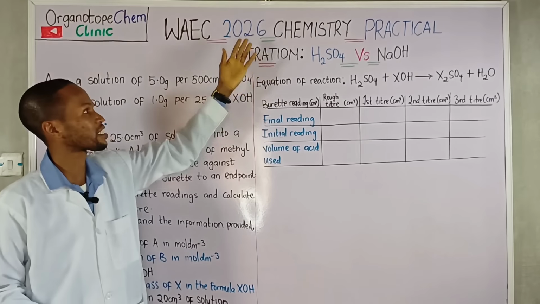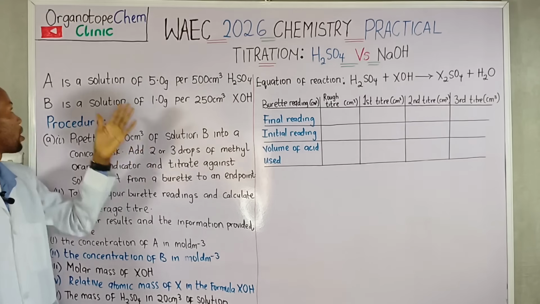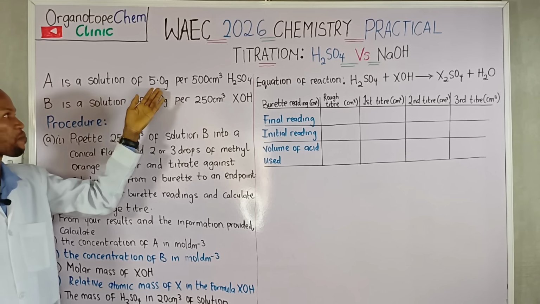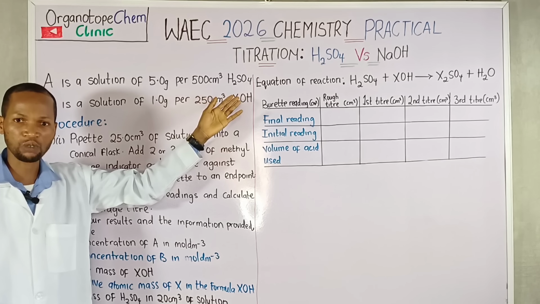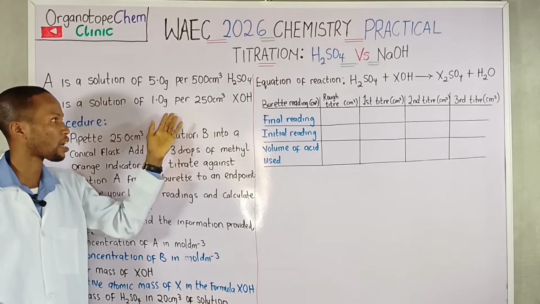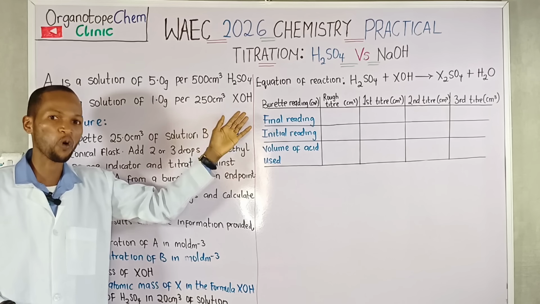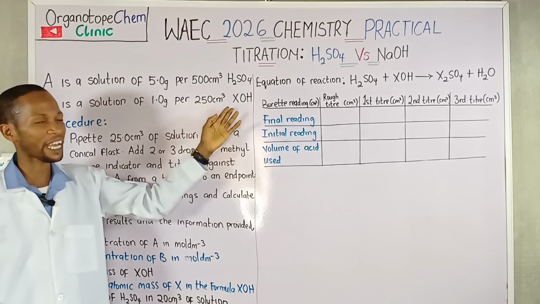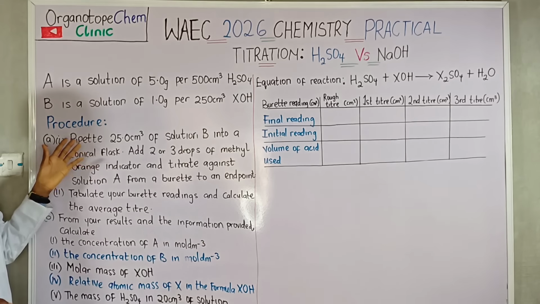The WAEC 2026 chemistry practical titration experiment question states that A is a solution of 5.0 gram per 500 cm³ of H₂SO₄. B is a solution of 1.0 gram per 250 cm³ of XOH. So in this question, the identity of the base is unknown, and the procedure for this titration is stated right here.